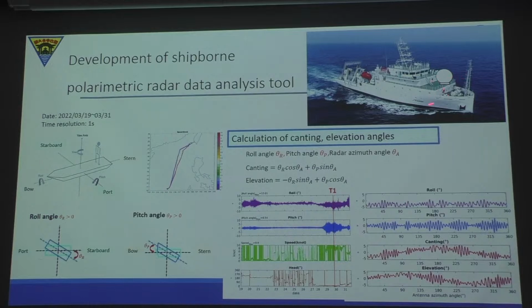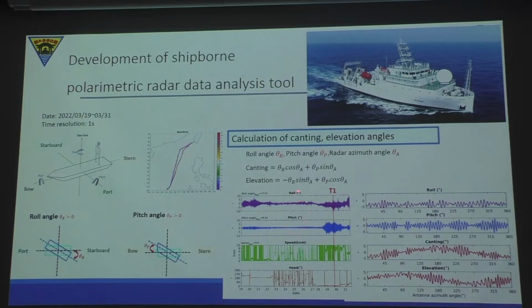For the shipborne radar, because polarimetric radar ZDR is very demanding, the horizontal alignment should be very good, so we worry about that. Our research vessel is really small, so it has less weight, so maybe there's some ship motion issue. We managed to collect some ship motion data.